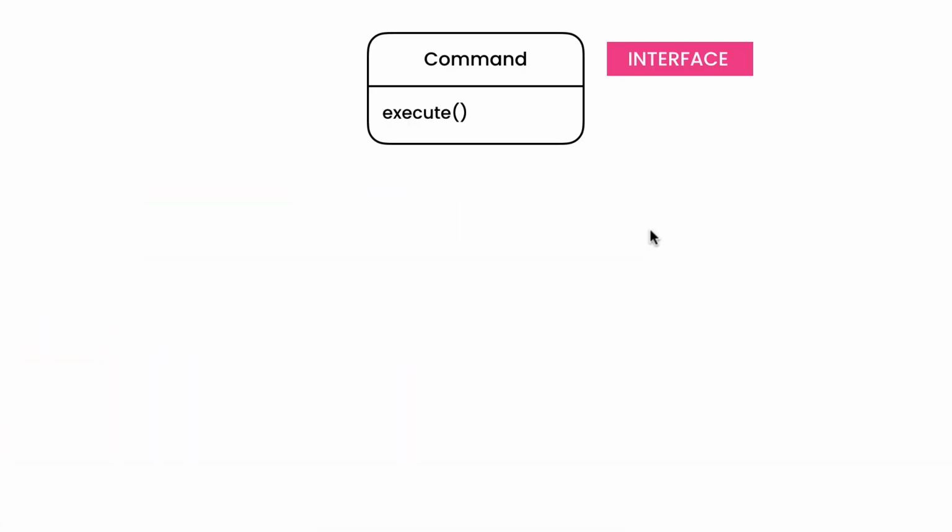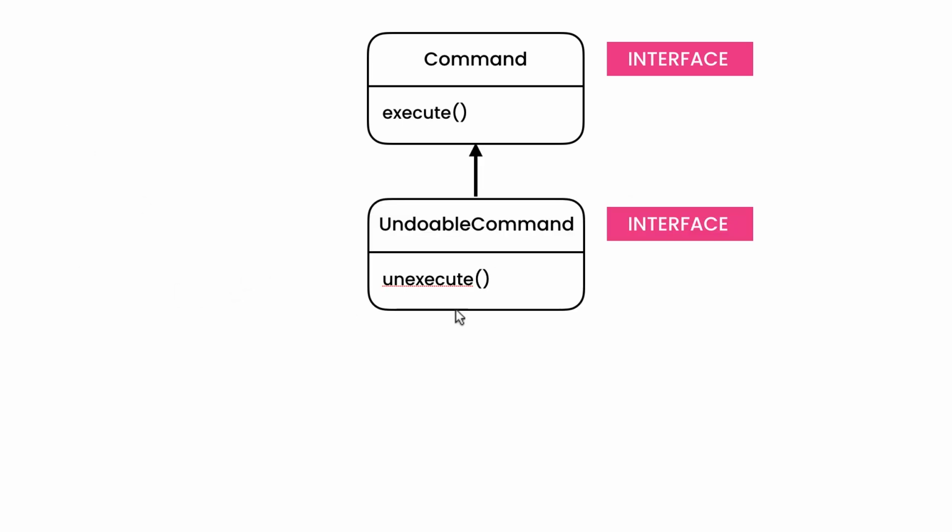Another benefit of the command pattern is that it gives us the ability to implement undo mechanisms. Let me show you how this works. So here's our command interface. We can introduce a new interface called Undoable command. This interface extends the command interface, so it will inherit the declaration of the execute method, but it will also introduce a new method called unexecute.